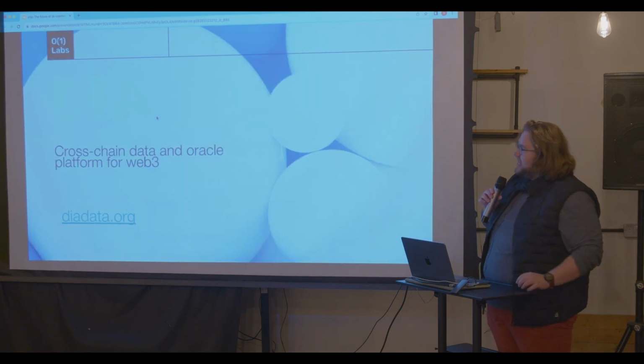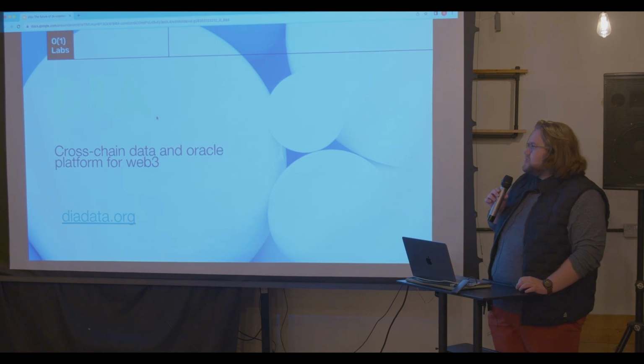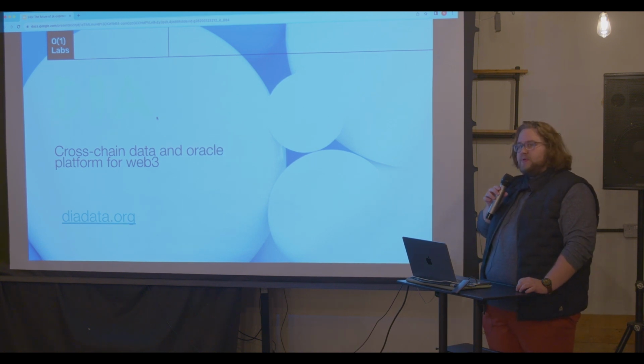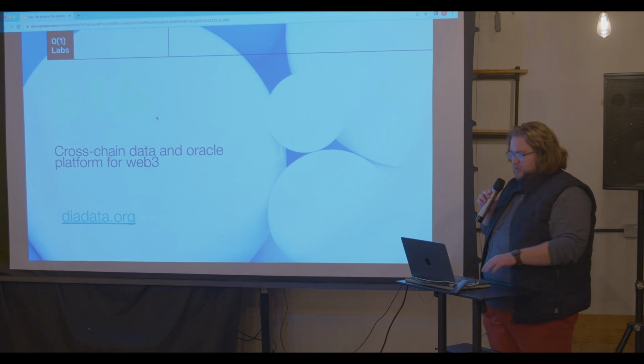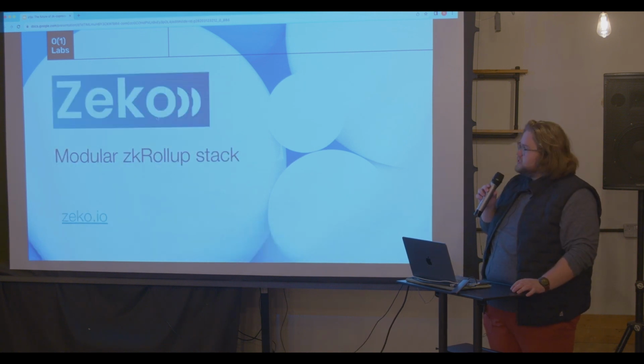Then there's Dia. Dia is a cross-chain data and Oracle platform for Web3. They're using zero-knowledge proofs to testify to the correctness of the data and the integrity of the computation that's happening off-chain. Very interesting project as well. And one more, Seco. Seco is a modular ZK rollup stack, which is again looking at building ZK rollups in a modular way, which is also very interesting.